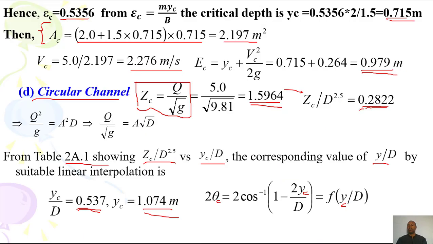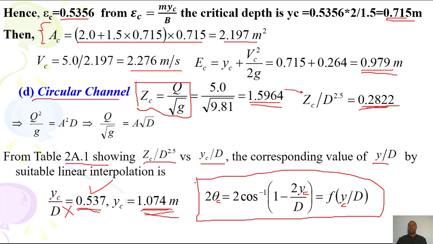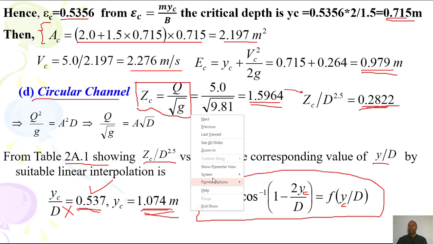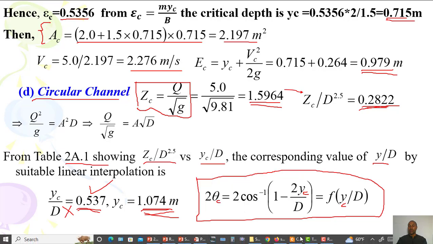So once you have 0.2822 from the table, then from table A1 showing this one versus this one, you read out this. Once you read this, then multiply. Since the diameter is given, the critical depth will be this one. You can find the angle subtended by the water surface, which is the critical angle, 2 theta c, which is 2 cos inverse of (1 minus 2 yc divided by d). You can compute 2 yc, again, either by calculation or using the table.